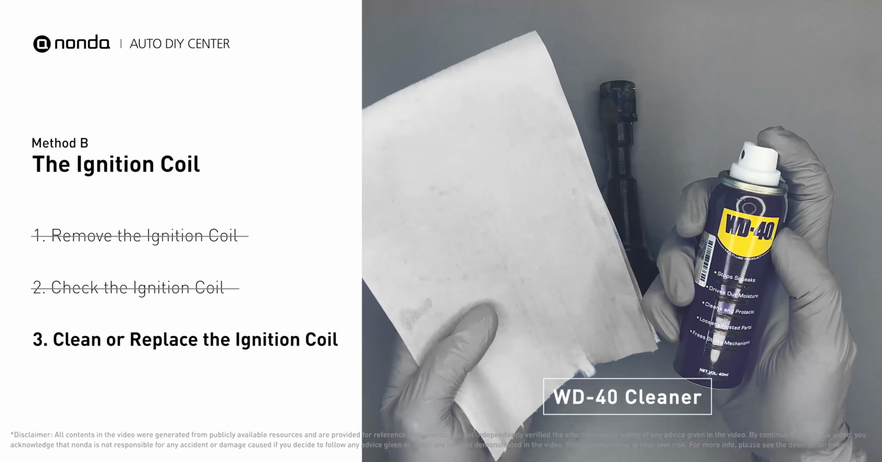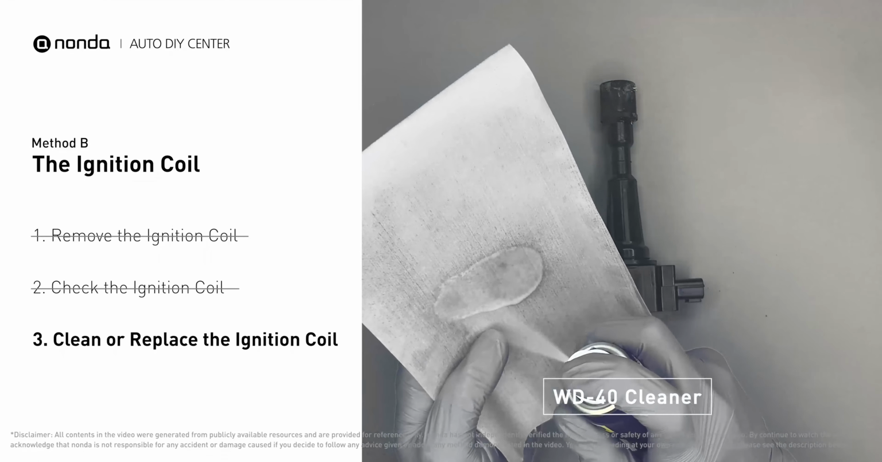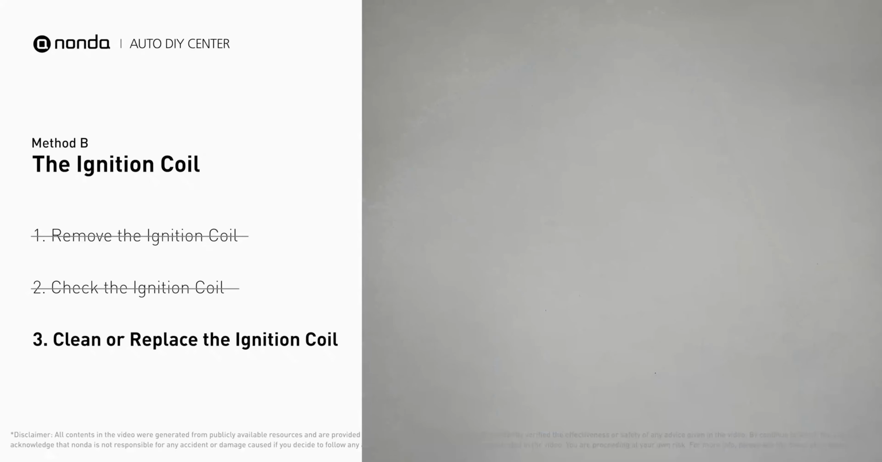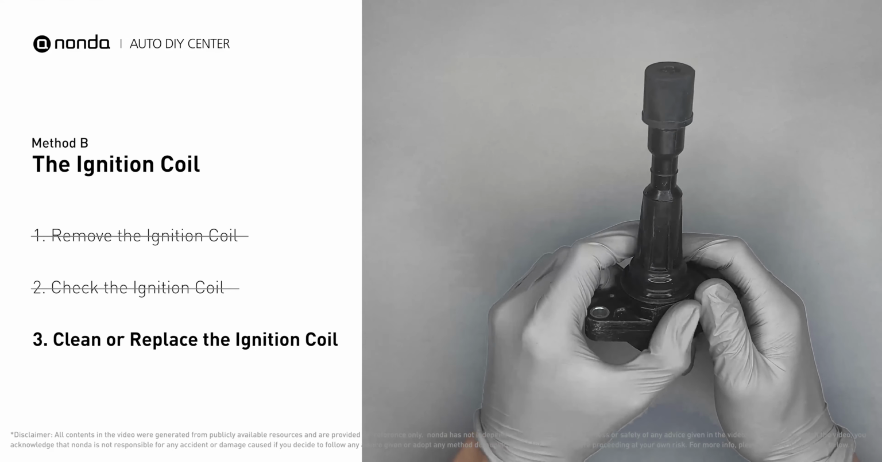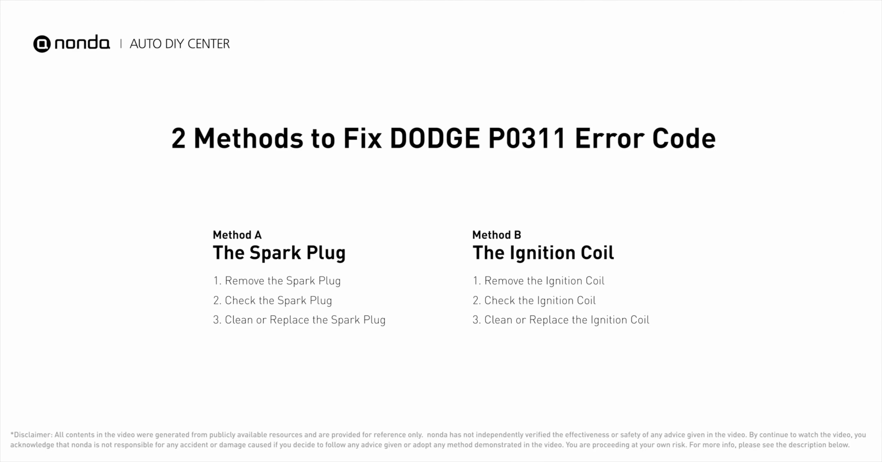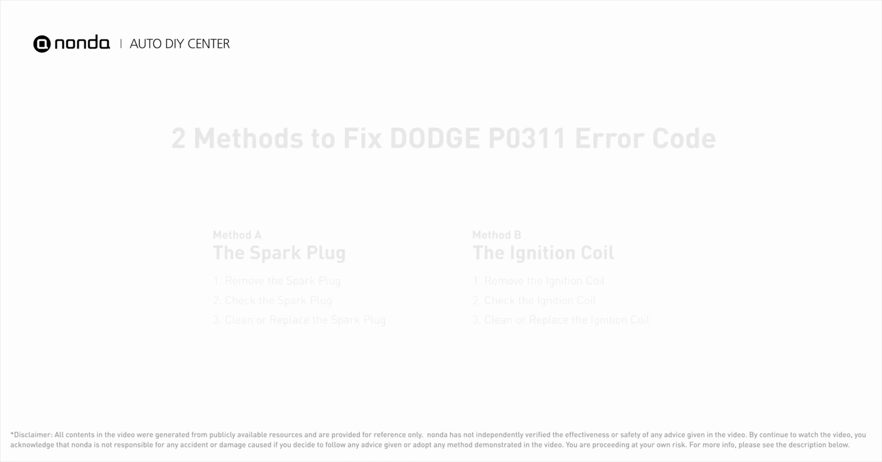If the ignition coil is covered with engine oil or stains, simply clean it with a WD-40 cleaner. Otherwise, replace the damaged ignition coil with a new one. So here are 2 of the most practical solutions to fix Dodge's P0311 error code.